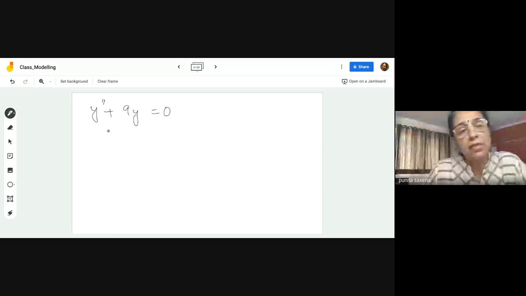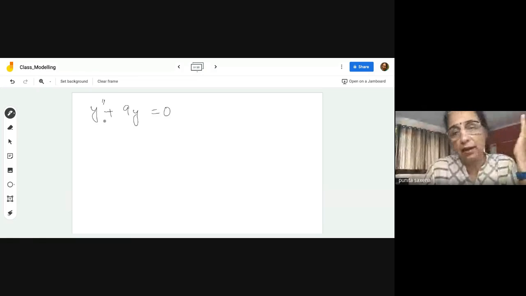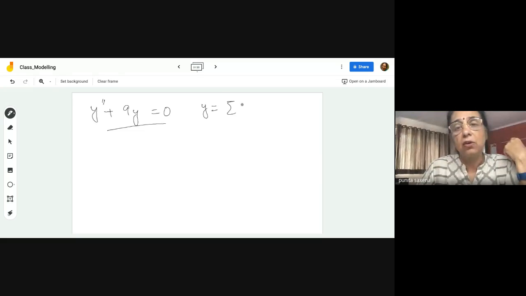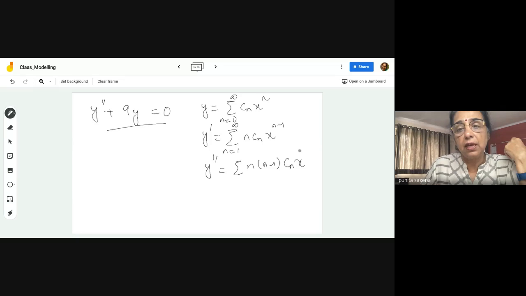Now, similarly, let's try this. Of course, these equations must be familiar to you because you've solved them by the other method, by finding their auxiliary equation, finding the roots, and then writing the complete solution. So this is also something like that, right? Now if you have to solve this differential equation, again just try doing it. Your y remains the same, n from 0 to infinity. Your y dash becomes n cn x^(n-1), n from 1 to infinity. Your y double dash becomes n(n-1) cn x^(n-2), n from 2 to infinity.